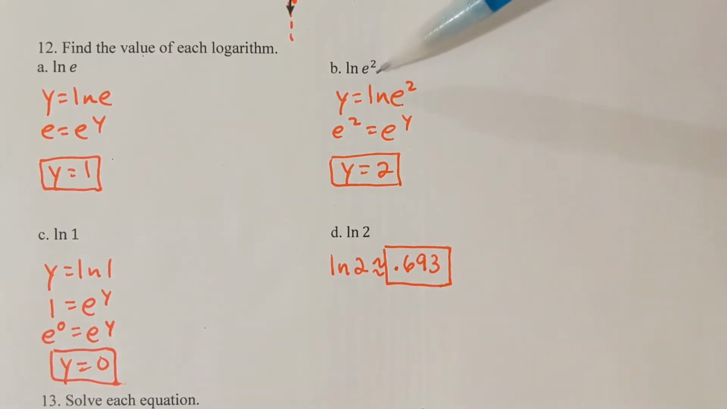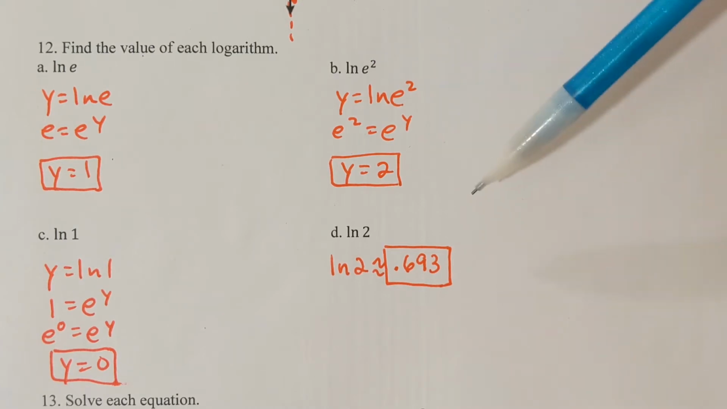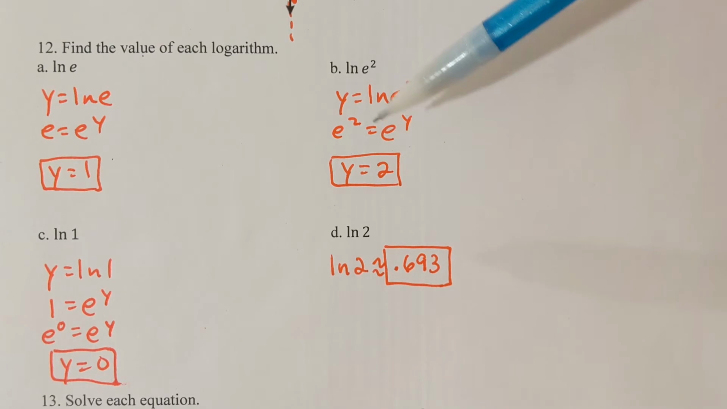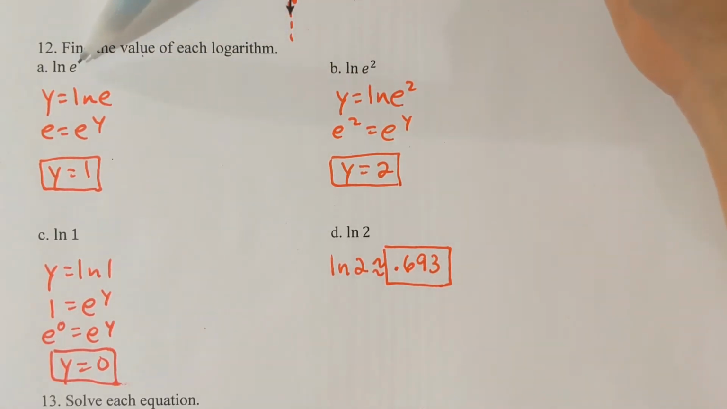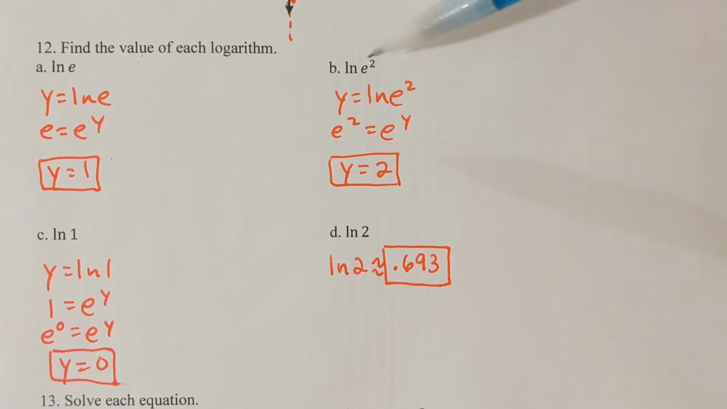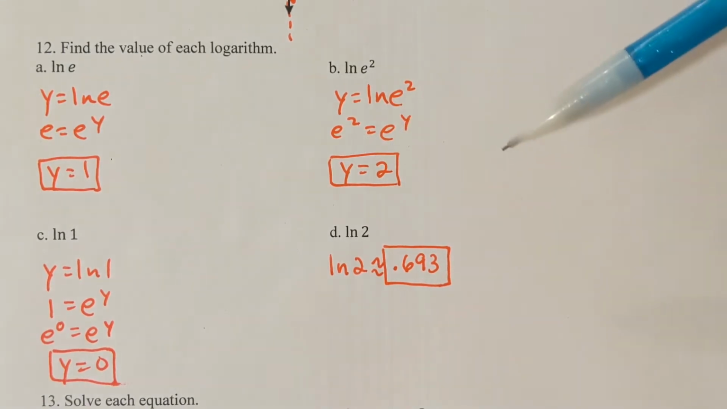Actually, the ln of e to a power will always be that power. So the ln of e squared is 2. The ln of e to the 6th is 6. The ln of e to the negative 4th is negative 4. The ln of e to the 1st is 1. The ln of e to a power is just going to be that power.